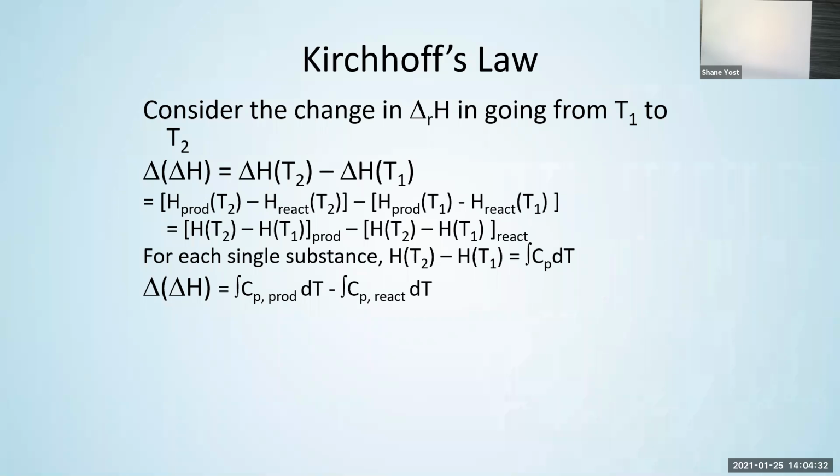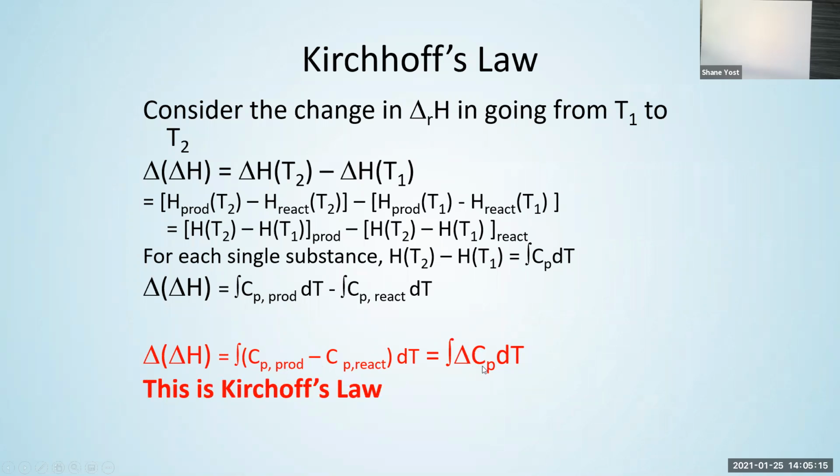The subscript P on the heat capacity just means constant pressure conditions. Reactions are typically under constant pressure, so that's why we use the heat capacity under constant pressure. And that change in the enthalpy change of our reaction, which is what delta delta H stands for, based on the change in temperature, is just the integral of the heat capacity of the products minus that of the reactants. So this is often written as the integral of the change in heat capacity between products and reactants.